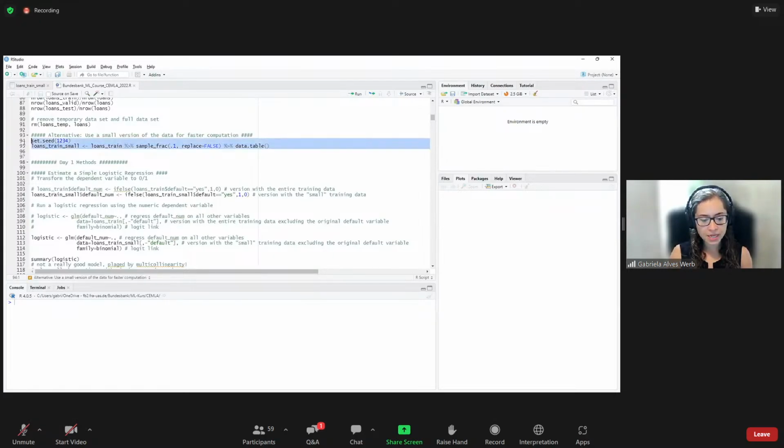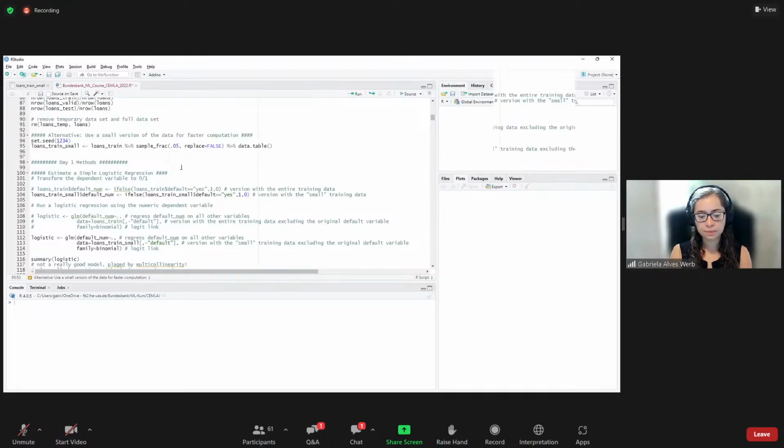We say we're making a small version of the training data set, and we take 10% of the total number of observations that we have in the loans train. And I might say, okay, I make this even smaller. So instead of 10%, maybe I will just take 5%, or maybe even less than that, 3%, and that's going to make the data set a little bit smaller. So that's probably something that you can try.